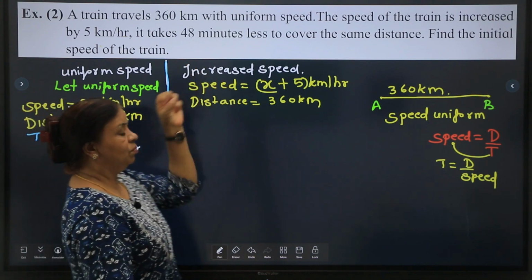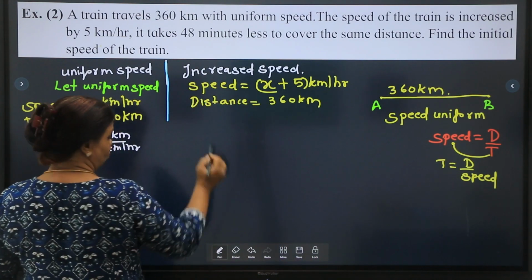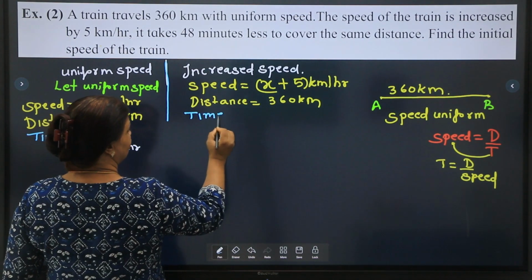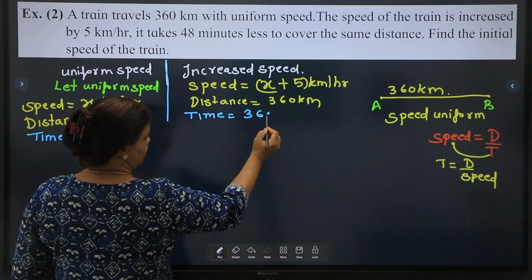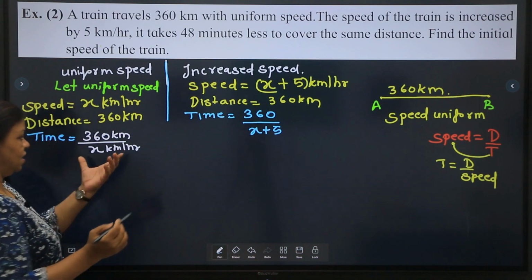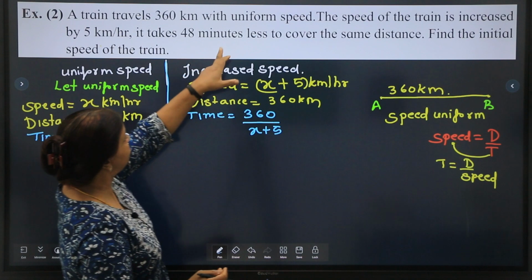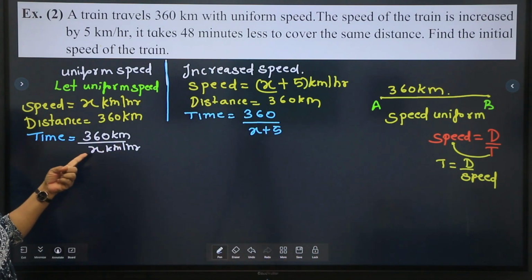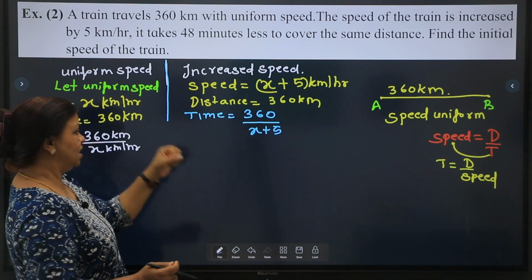And now the time with increased speed. So time is equal to distance, which is 360 again, upon increased speed, x plus 5. Now children, you see this time and this time. This time is 48 minutes less. When the train is moving with x km per hour, the time taken will be less than this time taken by 48 minutes.